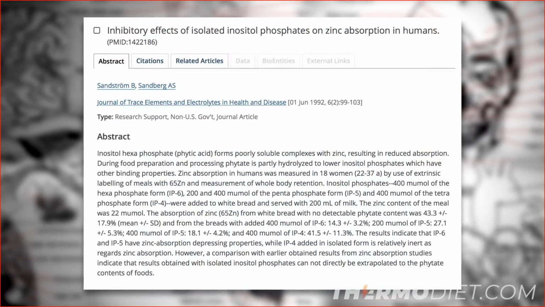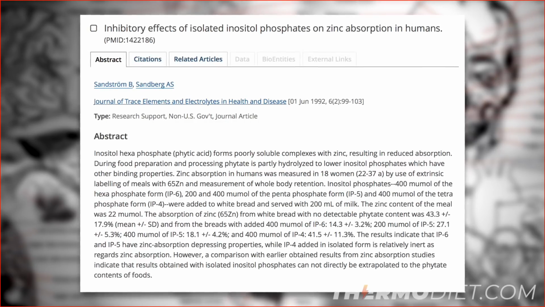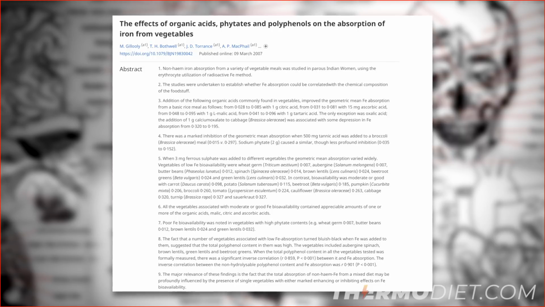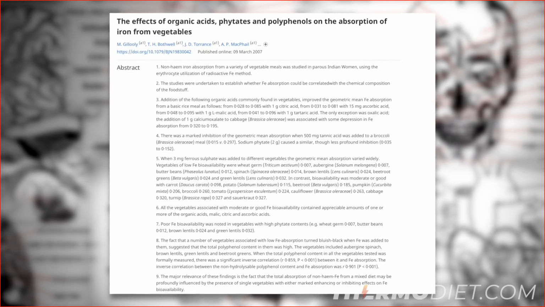This study showed the inhibitory effect that phytic acid had on zinc absorption in women. This study showed that the absorption of iron was inhibited in Indian women from high phytate-containing foods like wheat germ and lentils.